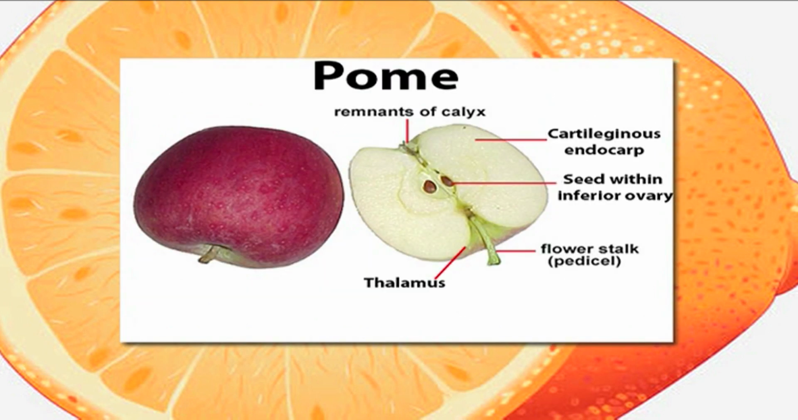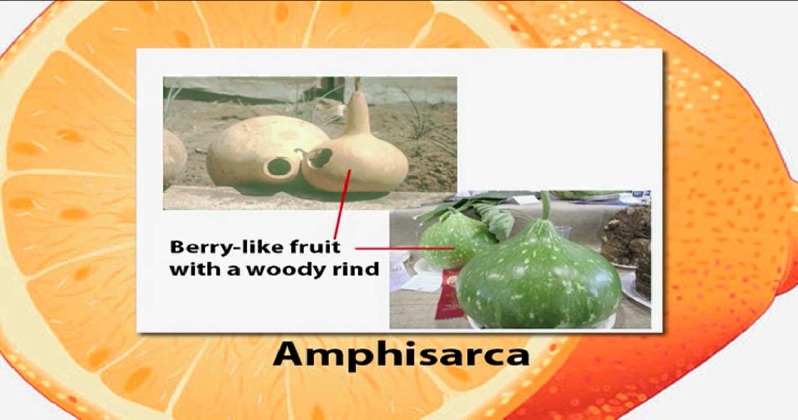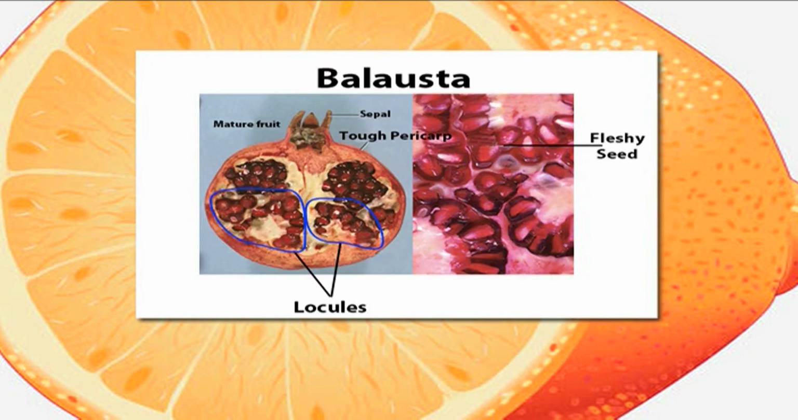A pome is a fleshy fruit with a cartilaginous endocarp derived from a syncarpous inferior ovary, where the fleshy part is formed by the thalamus and the cartilaginous endocarp is inside. Example, apple and pear. Amphisarca, a fleshy simple berry-like fruit with a woody rind. Example, Legionnaria species. Blastula, a simple, many-seeded and many-loculed indehiscent fruit with a tough pericarp.